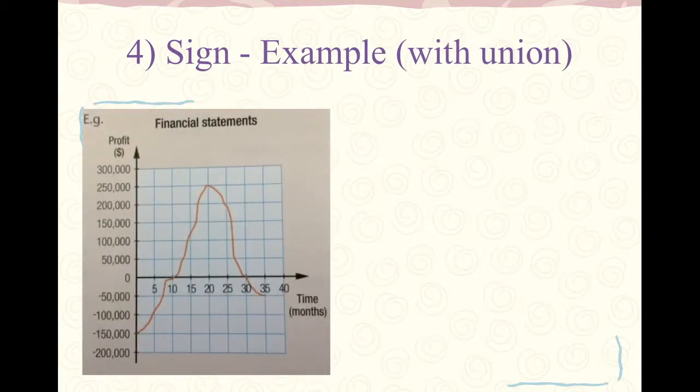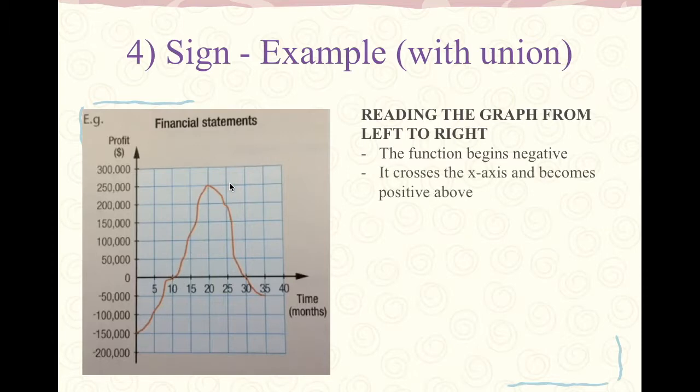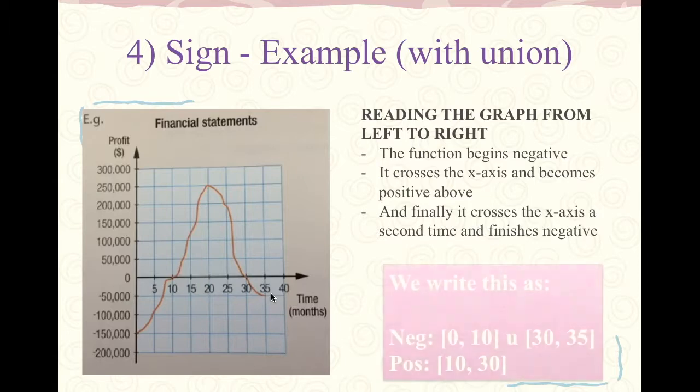With a union, since you should be familiar with this by now, we read the graph from left to right, and in words, the function begins negative because it's below the x-axis. See here? Then it becomes positive. It crosses the x-axis here, becomes positive, and then it crosses the x-axis once again, and it finishes negative.